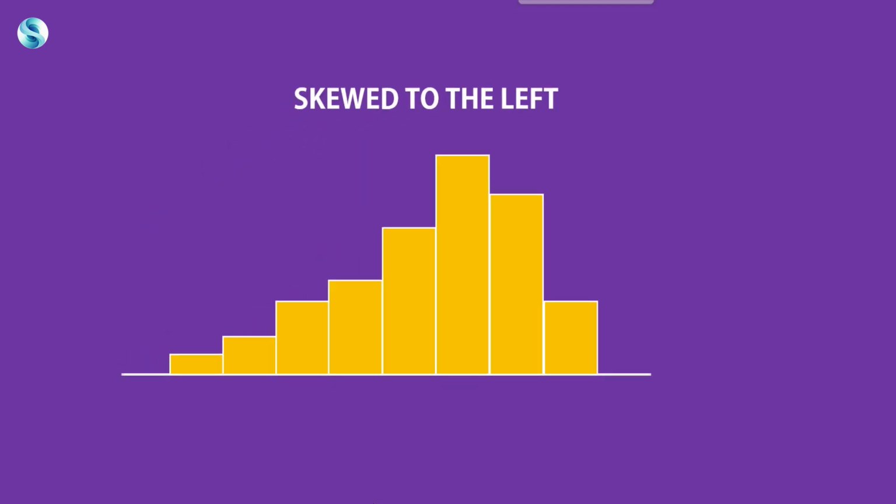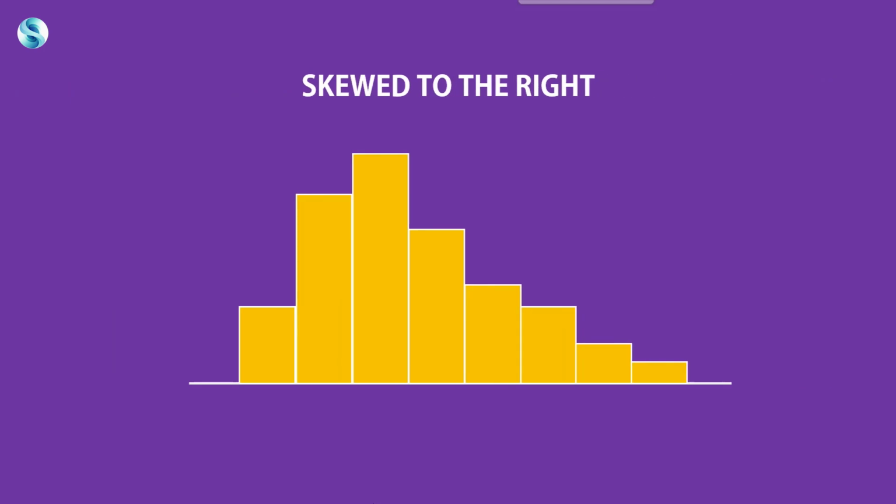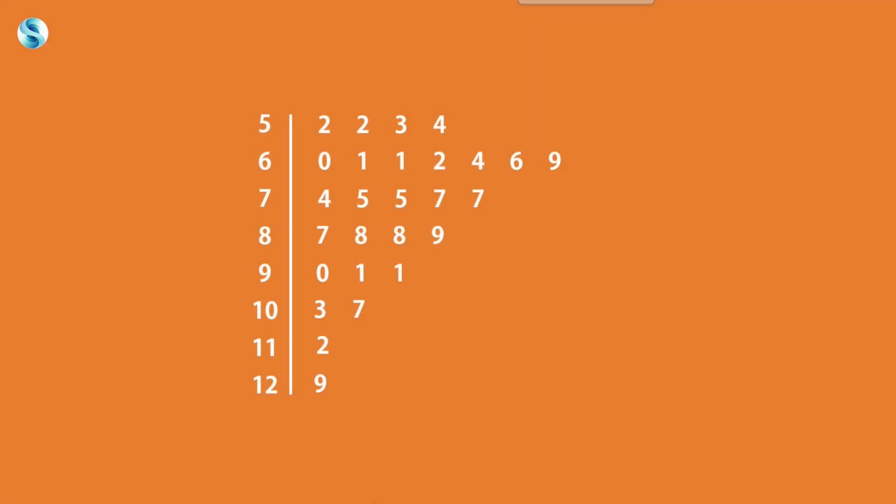A distribution is said to be skewed to the left if it has a long tail that trails toward the left. In contrast, a distribution is said to be skewed to the right if it has a long tail that trails toward the right side. The same thing can be applied to the stemplot. This stemplot would be skewed to the right.